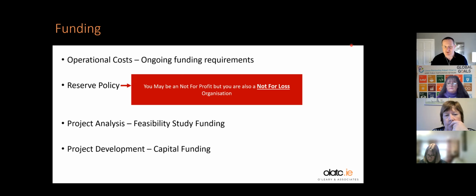Your accountant should have a reserve policy written into your financial returns, into your annual returns. And your reserve policy should focus on 2 key things. One depends on your funders. In Pobal, if you've got a CSP project, you have to have 13 weeks minimum operational costs in reserve to keep the show on the road if things go wrong.